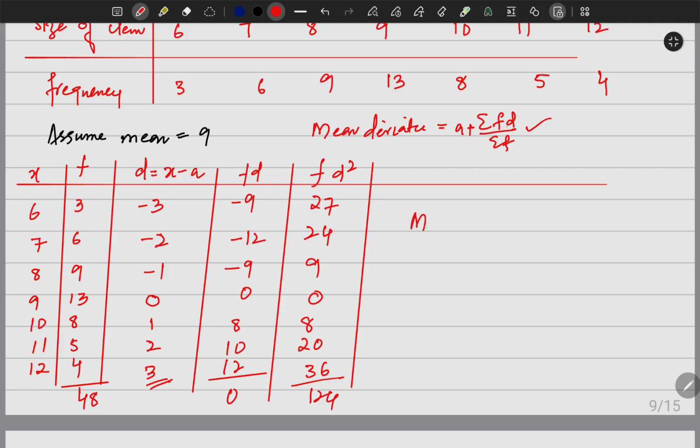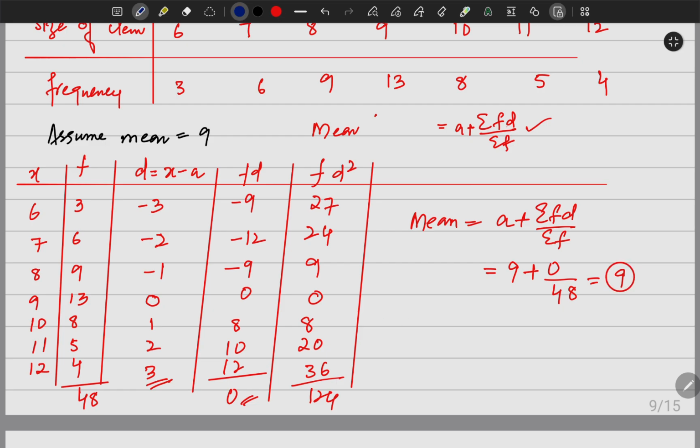So what is the mean now? This is not the mean deviation, this is the mean. So you have to find the mean. Mean is a plus summation of f d divided by summation of f. So a is already assumed to be 9, plus summation of f d, which we got as 0, divided by summation of f, which is 48, so you get 9. So 9 is your mean.